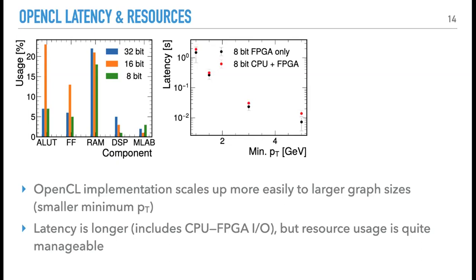And conversely, the latency is also much longer. But this is sort of to be expected, because in this case, we're taking into account not only the FPGA time, but also the time for transferring the data from the CPU and then back again. Nonetheless, the resource usage is quite manageable on the FPGA. So this is, again, showing you a trade-off: using longer processing time can give you fewer resources.